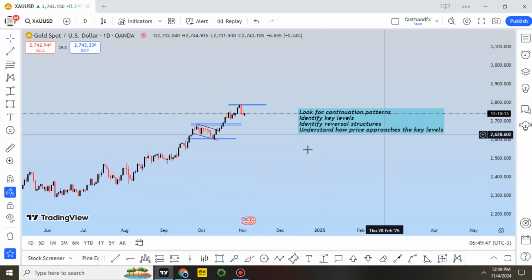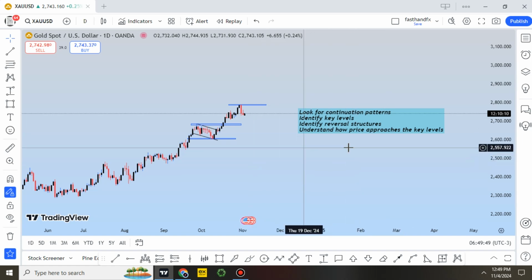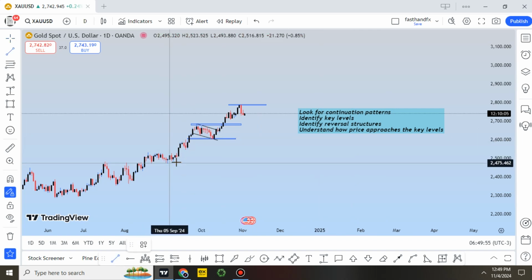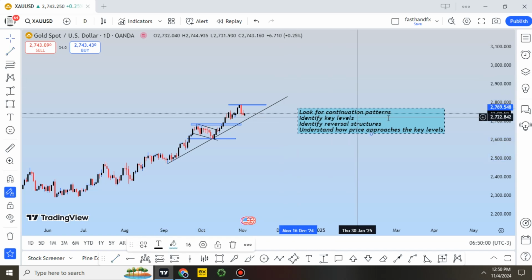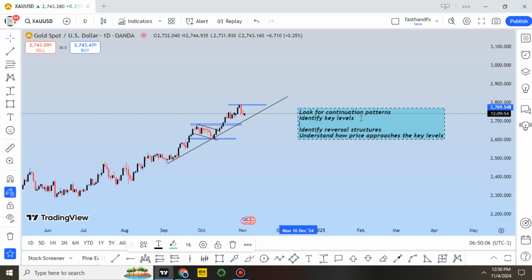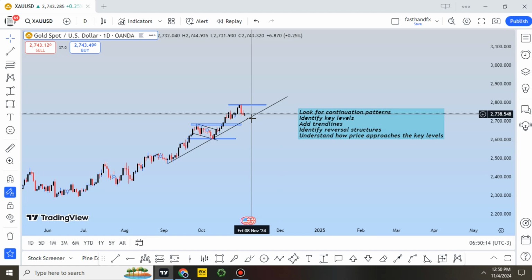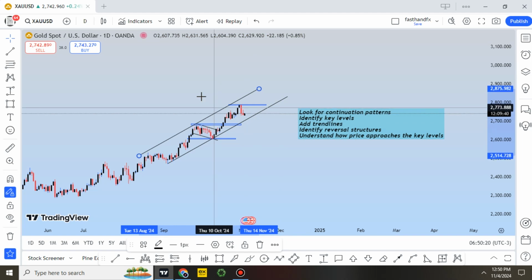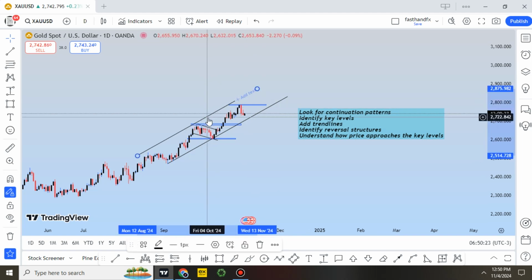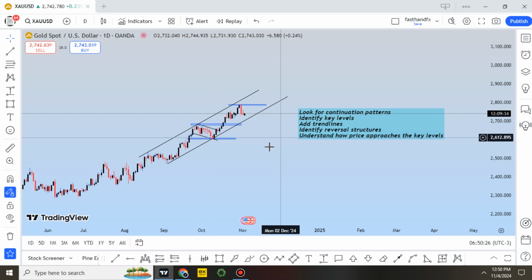Then identify reversal structures. Of course, we will try to identify those reversal structures on the lower time frame. Then here I think we should add a trend line, correct? Let's have this right there: identify key levels, and then add a trend line. That's it. Now let's clone this, have it right here. That's a very simple analysis. So this is what we have based on this analysis basically.